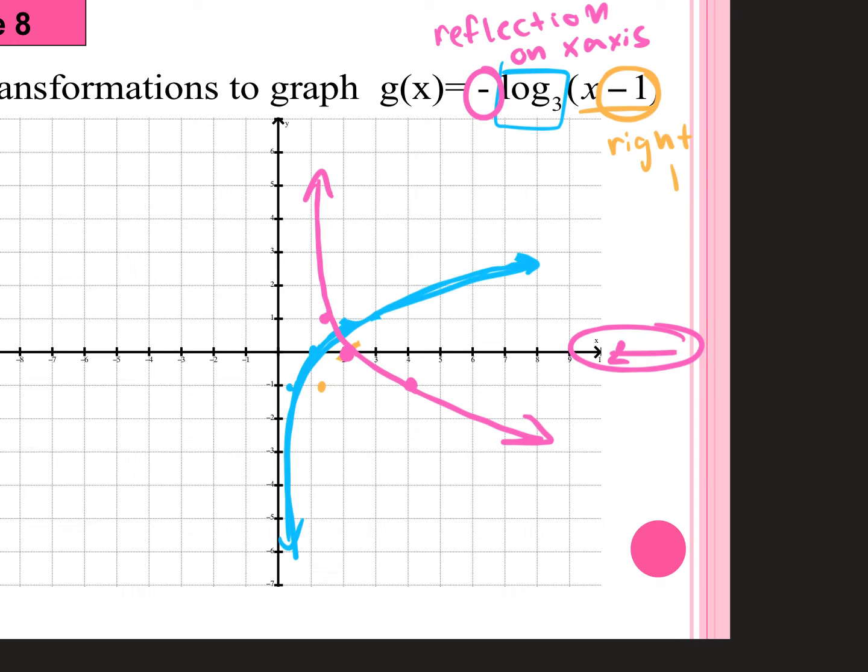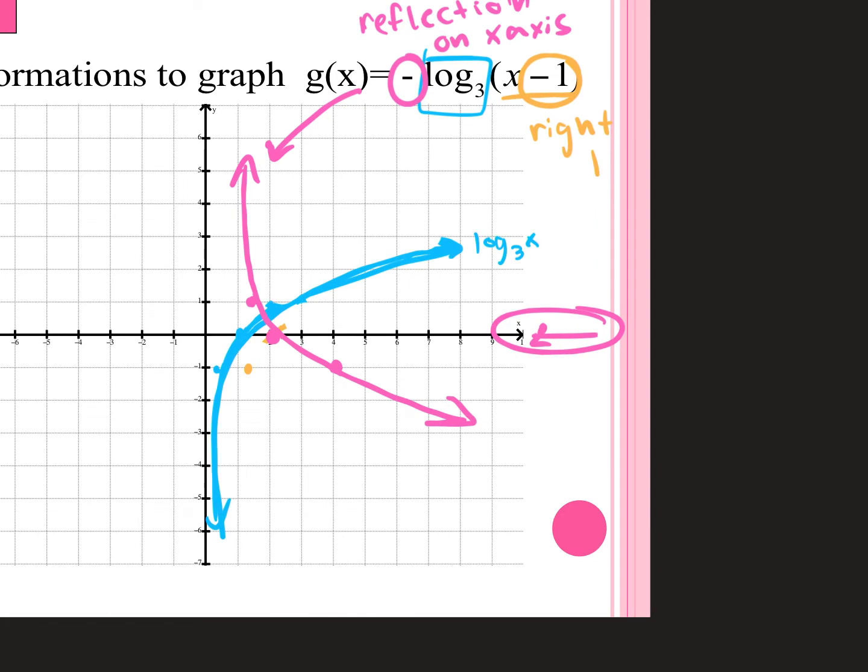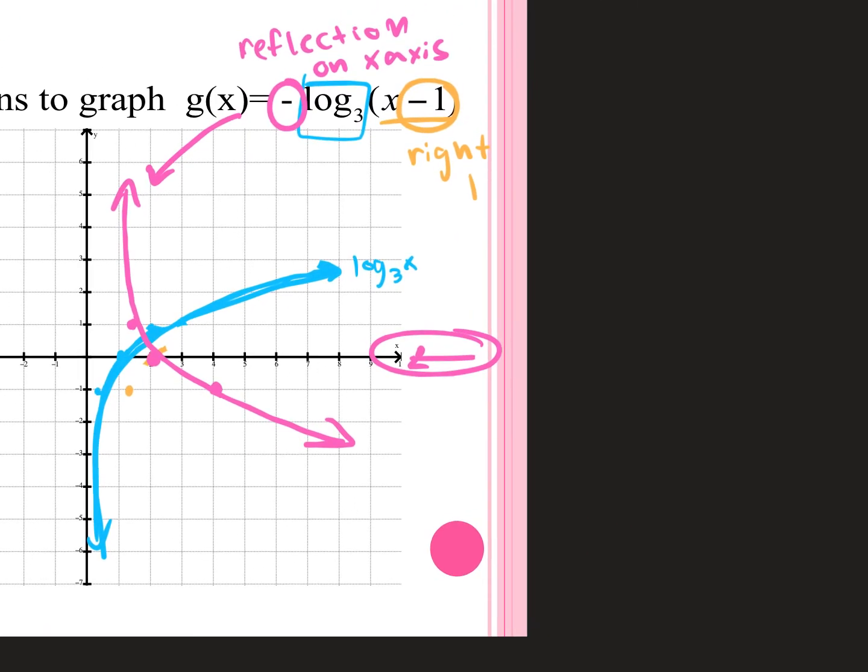So the basic log base 3 graph, so this is log base 3 of x, would be the blue line, but my graph here, my g of x, is this pink line. I had to apply my transformation 1 to the right and then reflect it on the x-axis. Just for fun, we can find all of our basic characteristics. We need the domain, range, vertical asymptote, and x-intercept.